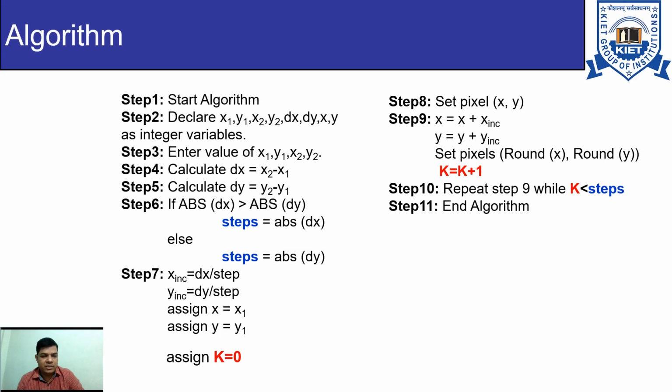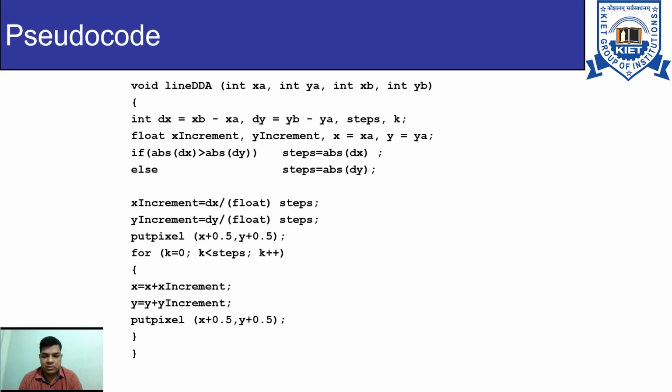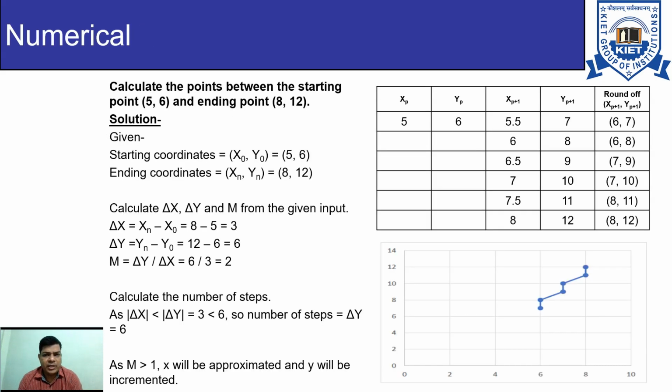So here you can see the steps of the algorithm. These are the steps which we have to follow to implement this algorithm. You can just go through these steps. This is the pseudocode of the algorithm. If you want to implement this algorithm in C, C++ or Java, here is a pseudocode available, and by this pseudocode you can easily implement the algorithm.